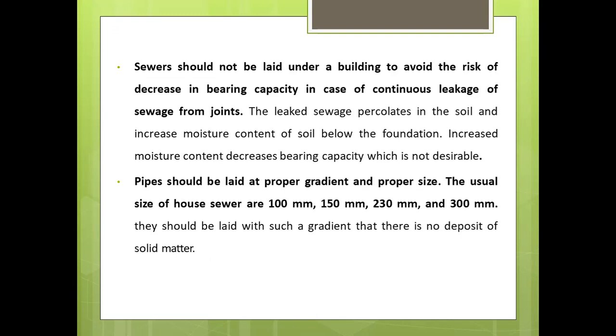Sewers should not be laid under a building to avoid the risk of decrease in the bearing capacity in case of continuous leakage of the sewage from the joints. The leaked sewage percolates into the soil and increases the moisture content of soil below the foundation, and the increased water content decreases the bearing capacity, which is not desirable for the foundation. Pipes should be laid at the proper gradient and the proper size. The usual sizes of house sewer are 100, 150, 230 and 300 mm. They should be laid with such a gradient that there is no deposit of soil matters.